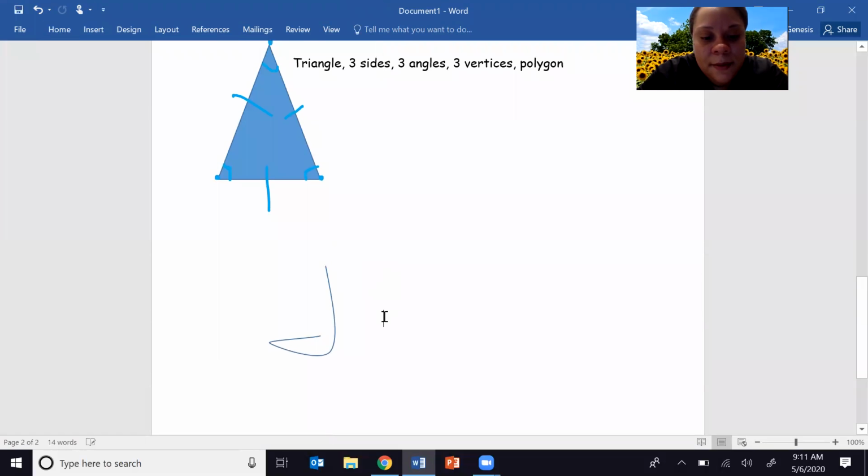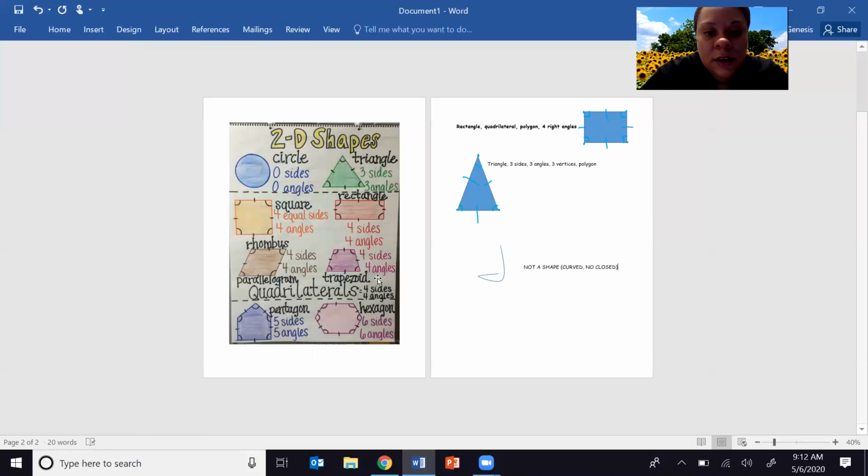Good. Now let's look at this thing. Is this a shape? Nope, not a shape. Why? Because it has curved sides, it's curved, not closed. So it's not a polygon, nor is that a shape. All right, so that's good.